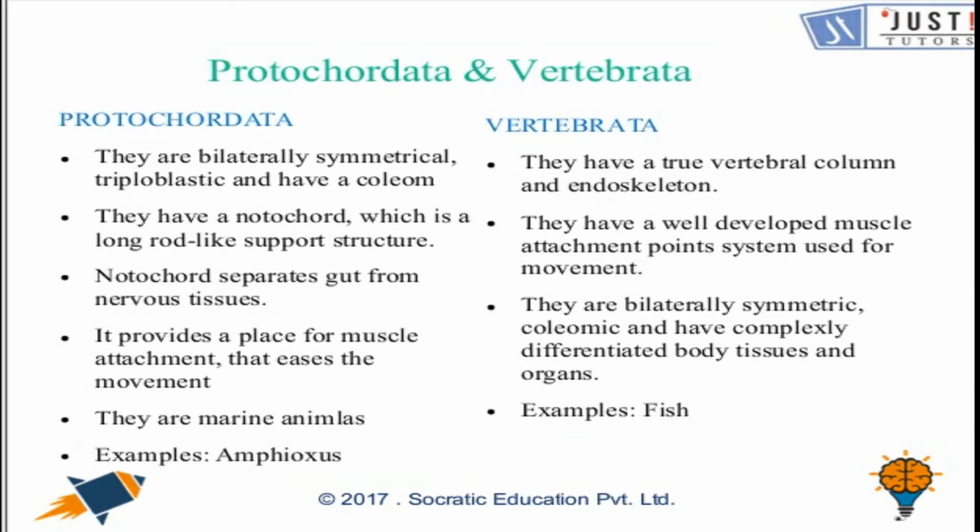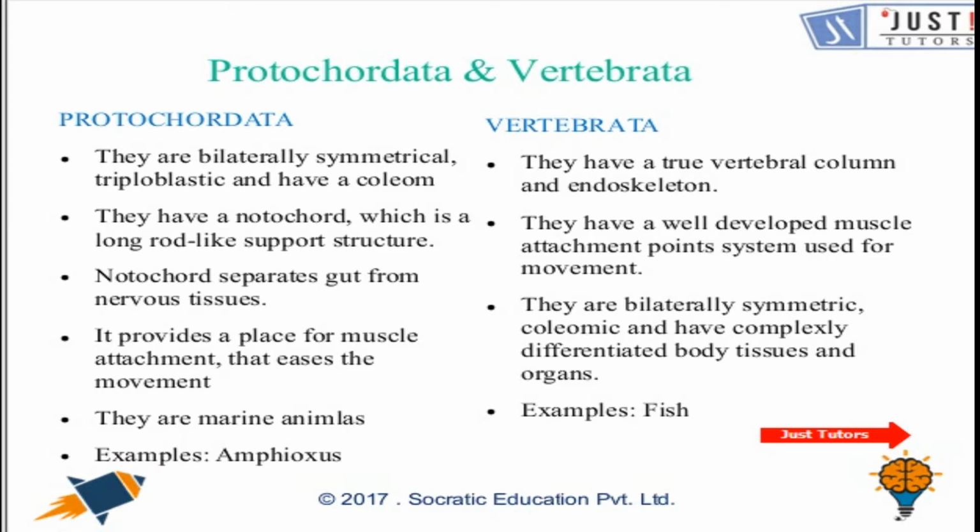Let's move forward towards the next one, which is Protochordata. Animals are bilaterally symmetrical, triploblastic, and coelomate, and a notochord is present at least at some stages of life. If you talk about notochords, that's a long rod-like structure which runs along the back of the animal, and this provides attachment points for muscles, and it also separates the nervous tissue from the gut. Now let's talk about the next one, which is Vertebrata. They have a true vertebral column, and with that they have well-developed muscle attachment points which are used for movement. For example, you can think of fish.